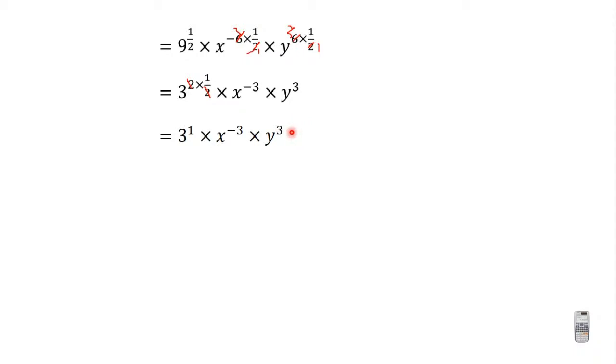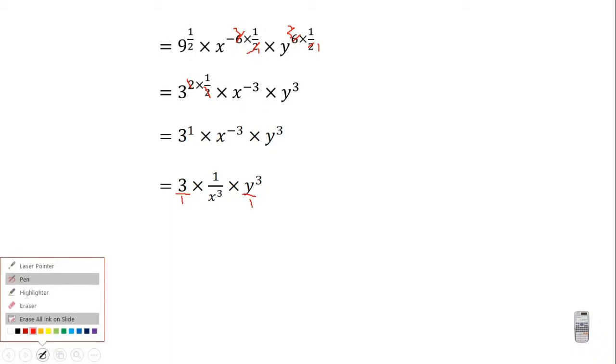We learned from the properties of indices that any number exponent 1 is the same number, so we have 3 here. We also learned that x exponent minus 3 can be written as 1 divided by x exponent 3. So just as you've seen here, x exponent minus 3 can be written as 1 divided by x exponent 3 times y exponent 3. We know from fractions that any number that stands alone is divided by 1. So 3 here is 3 divided by 1. And in the same way, y here is y divided by 1.